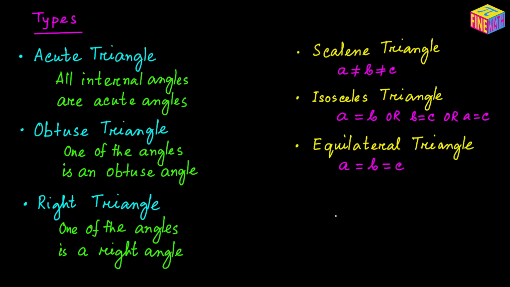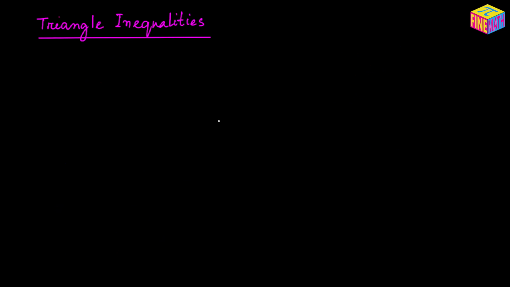Next, let's talk about triangle inequality. The triangle inequality says that the sum of any two sides will always be greater than the third side. So can we denote that like this? And also from here we can derive another set of inequalities. Now let's take a look at this.